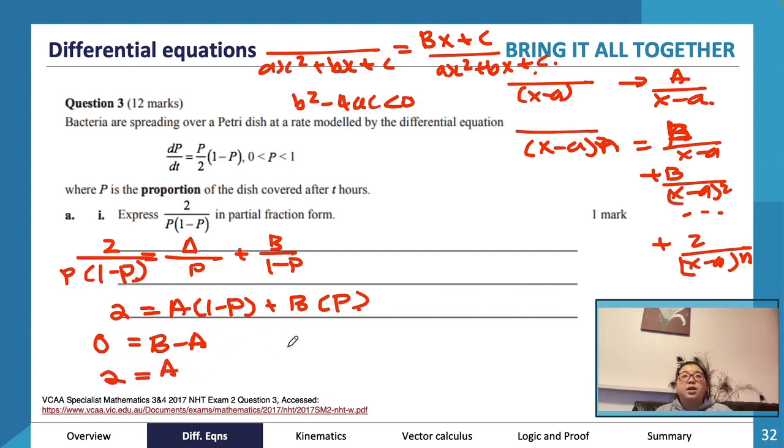So what you're going to get here is that if A is equivalent to 2, B is also equivalent to 2. So if we want to express this in partial fraction form, it's going to be 2 over p plus 2 over 1 minus p. And we can do a quick test, so we'll have 2 minus 2p and then plus 2p, and the 2p's cancel out, so that's equivalent.